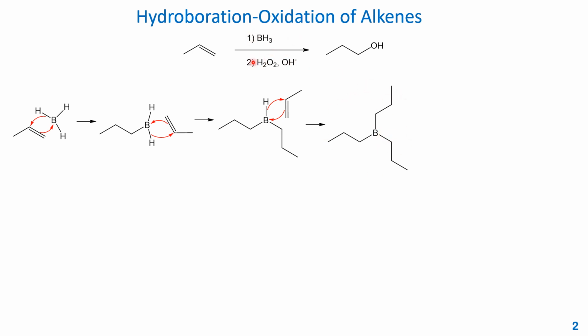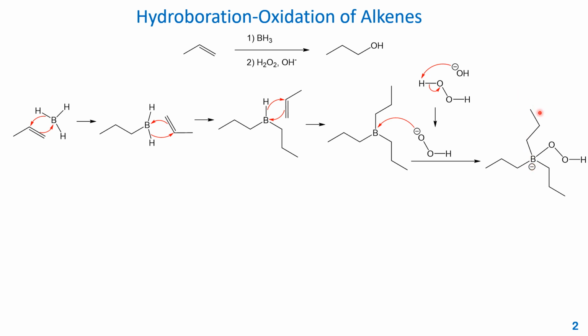Then the second step is the oxidation by the hydrogen peroxide under basic condition. Now the base will deprotonate the hydrogen peroxide to form a hydroperoxide ion, which has a negative charge on oxygen. This is a nucleophile, and this will attack this boron because the boron is still electrophilic, still has an empty p orbital. So that gives you the intermediate shown here, with a negative charge on the boron.